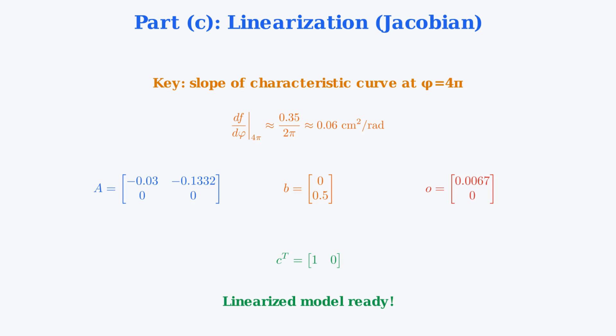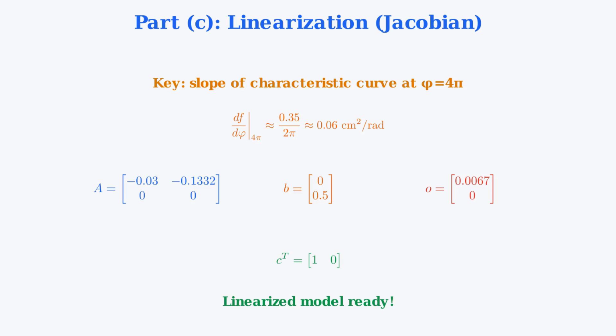For f1 with respect to x2, the derivative involves the slope of the characteristic curve df over d phi evaluated at phi equals 4 pi. From the tangent on the curve, this slope is approximately 0.06 square centimeters per radian. The result is negative 0.1332. For f2 with respect to x1 and x2, both are 0 since x2 dot equals k over rat times u has no x dependence.